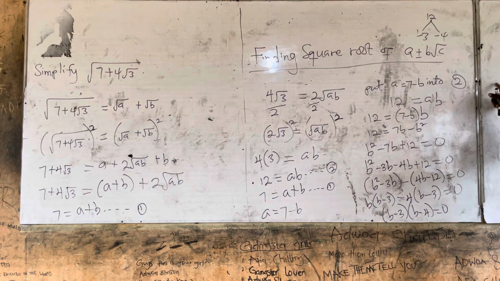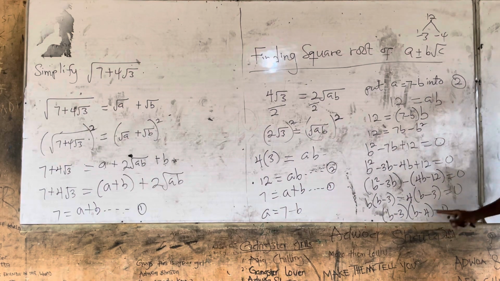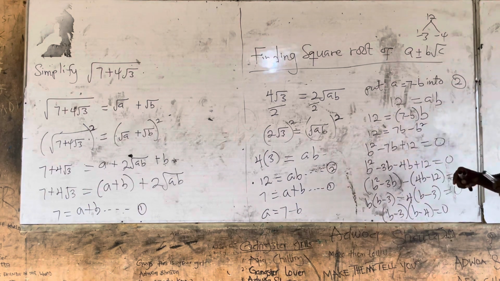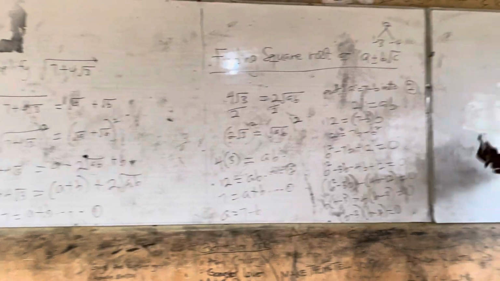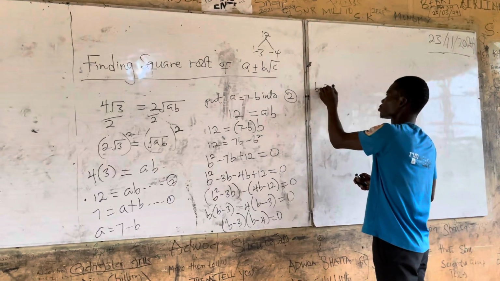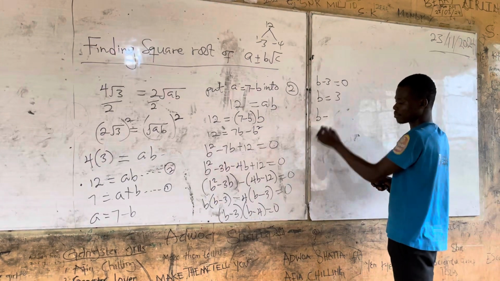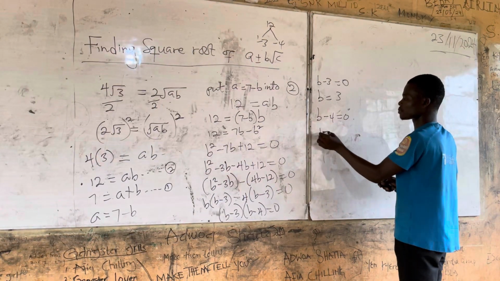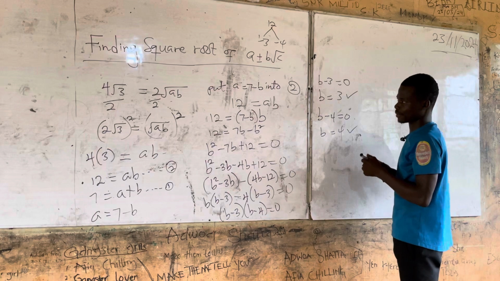So on this note, we are going to take each bracket to 0 and solve for b. If we take b minus 3 to 0, we are going to get b is equal to 3. If you take b minus 4 to 0, we are going to get b is equal to 4. Since we get two answers for b, let's take our time and solve for a.